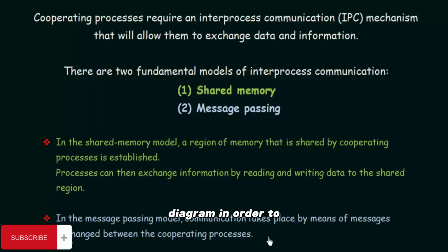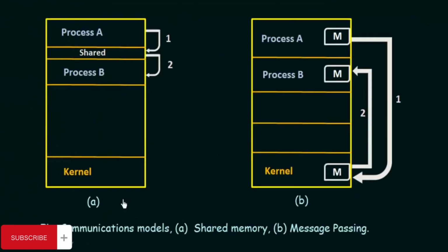Now I'll take a diagram in order to explain this in a better way so that you can visualize how it actually happens. So here we have two figures, A and B. The first figure represents the shared memory communication model, and the second figure, B, represents the message passing communication model. In the first figure, the shared memory system, we have two processes, process A and process B, which are cooperating and trying to communicate with each other. And in between, we have the shared region of memory.